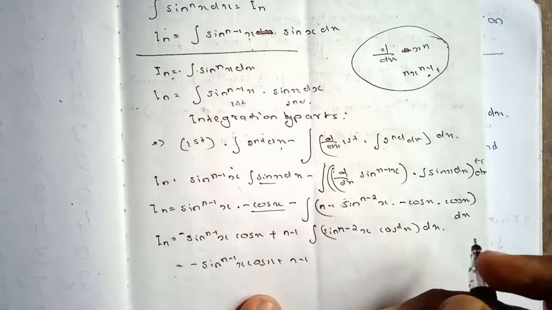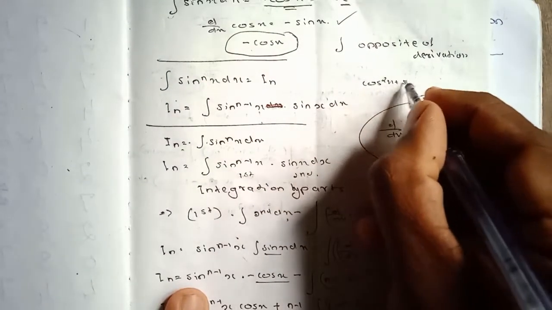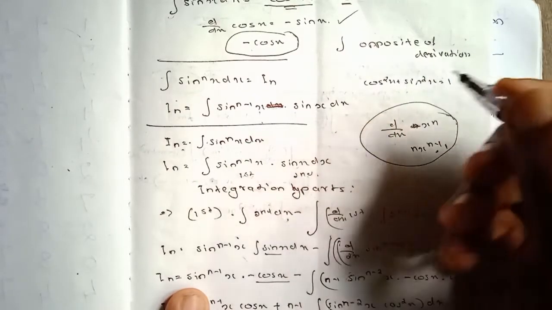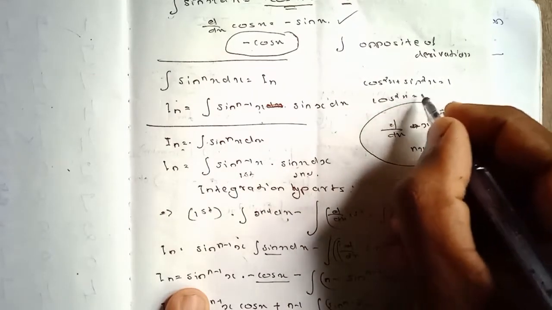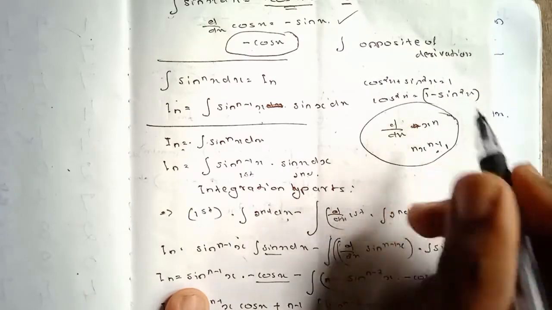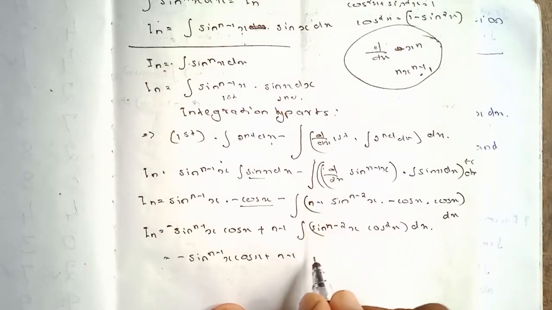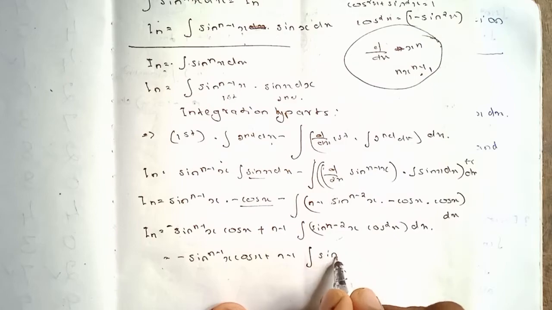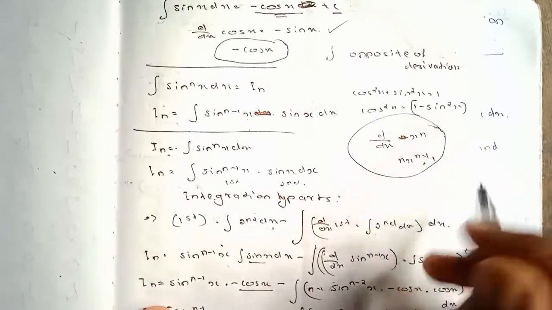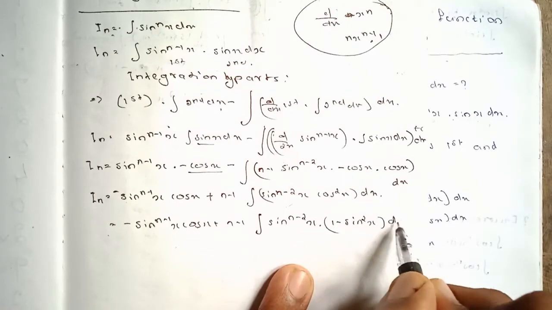Here for cos square x, by using one principle, that is cos square x plus sin square x is equal to 1, we can find that cos square x is equal to 1 minus sin square x. Likewise, we put this into the equation. Then the integral of, first put sin^(n-2) x here, then cos square x is replaced as 1 minus sin square x, then 1 minus sin square x dx.